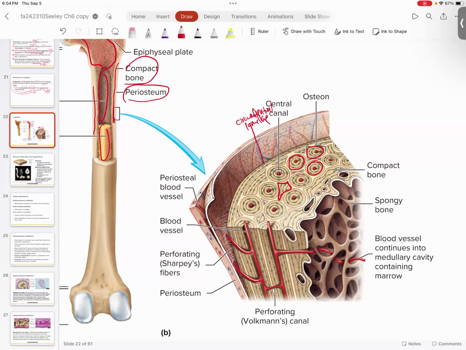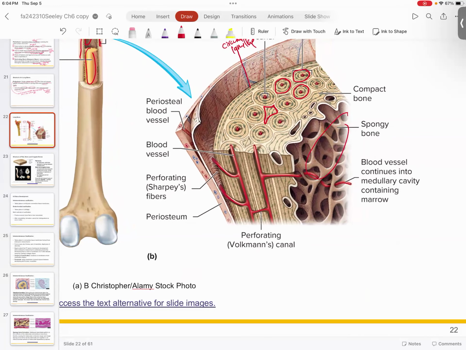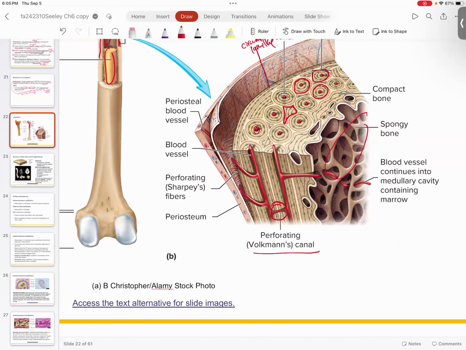And then on the inside, you'll see a little bit of spongy bone before you get to the medullary cavity. Now, if you cut this in cross-section, which is what I like, you can see there's a blood vessel going through each of these central canals. There's a little blood vessel going through there, and those are what's called the Haversian canals. And then the lateral canals, these guys right here, are basically the perforating or Volkmann's canals that connect one central canal to another. That allows for easier distribution of blood throughout this system.